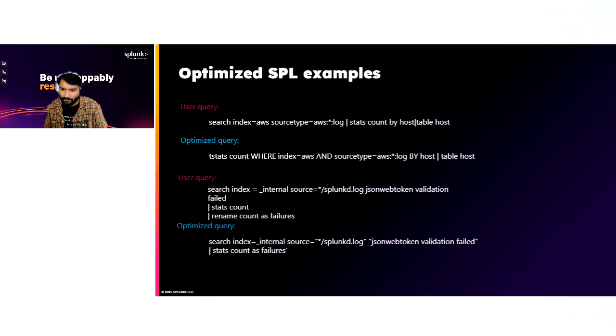Here are some more examples of optimization. The first one, again, makes sense to use the tstats in this query because it'll run much faster. The second one is actually making it more readable. It's reducing the number of pipes and also making it faster at the same time.